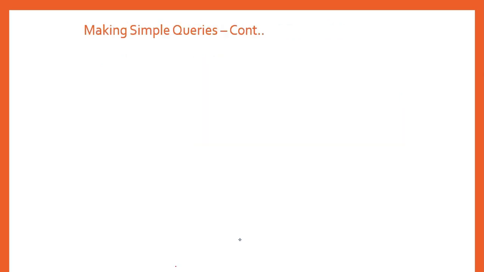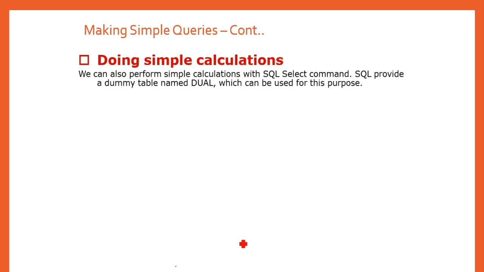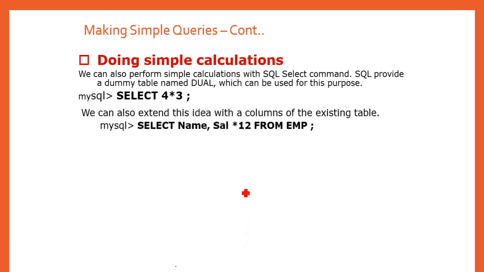Next, let's move to how to do simple calculations. MySQL helps to perform simple calculations also. For example, if I have to multiply two numbers, I can simply write select 4 into 3, and I will get the answer 12. Suppose I want the salary of the employees for 12 months. So I will write select name, sal into 12 from EMP.